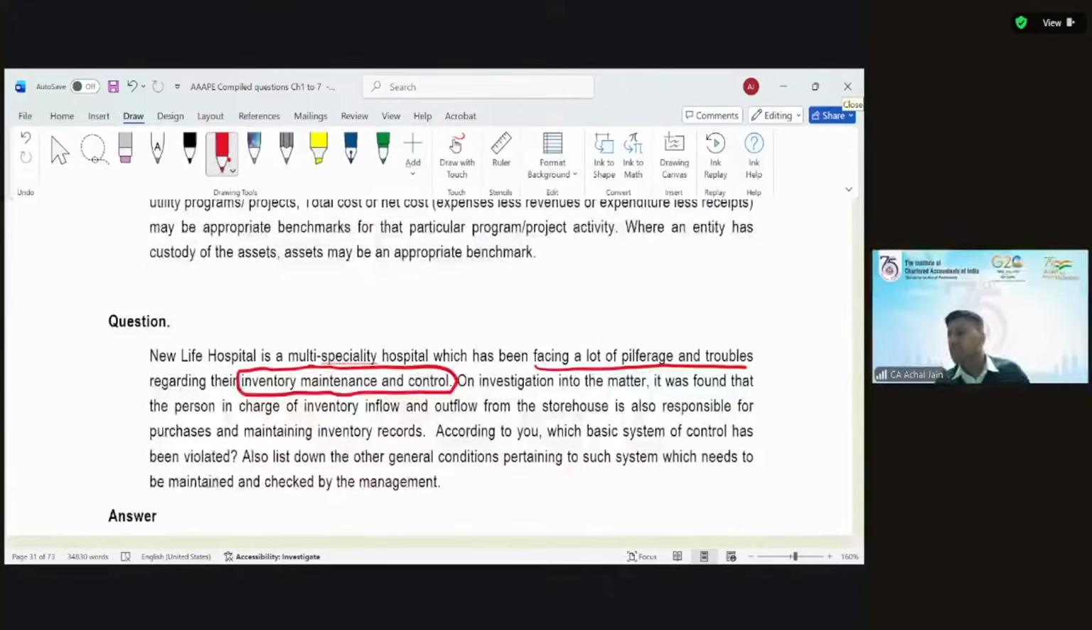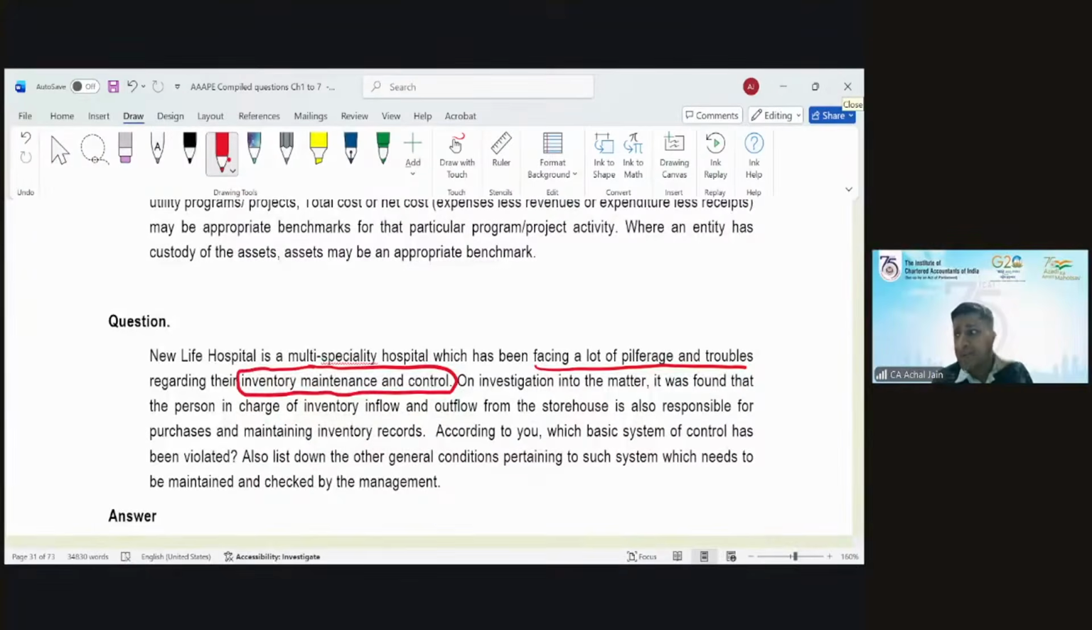Okay. Now, on investigation into the matter, it was found that the person in charge of the inventory inflow and outflow from the storehouse is also responsible for purchasing and maintaining the inventory. Okay, so you can say a sort of dual or multiple responsibility has been placed. So a person is single-handedly doing all of the things which are related. So it seems he has got control over this entire process, which is inappropriate.